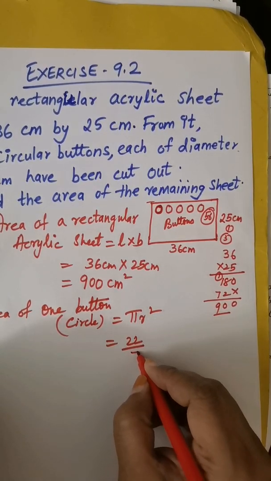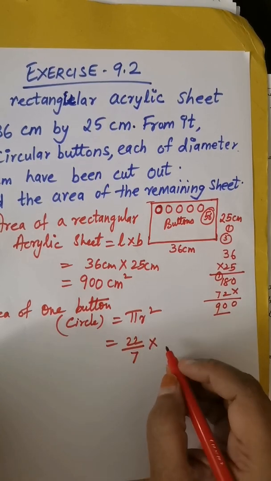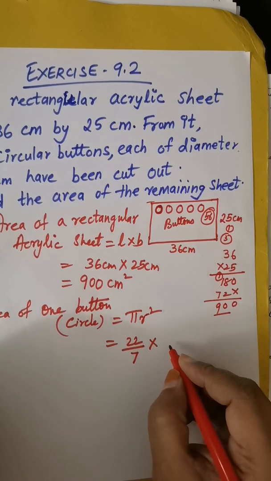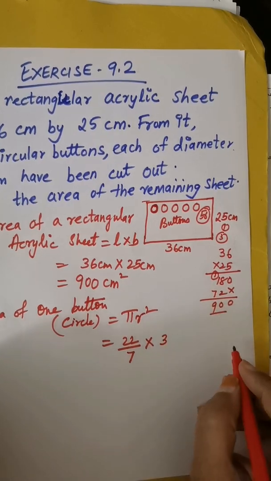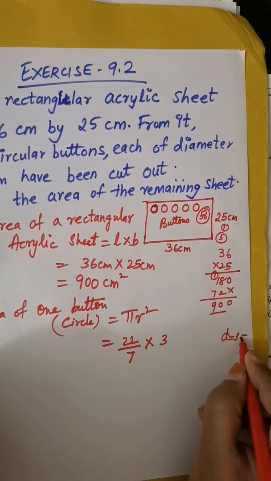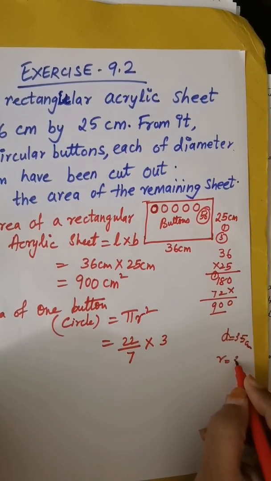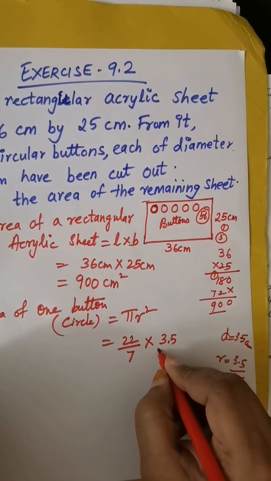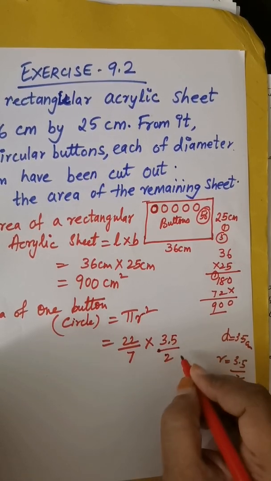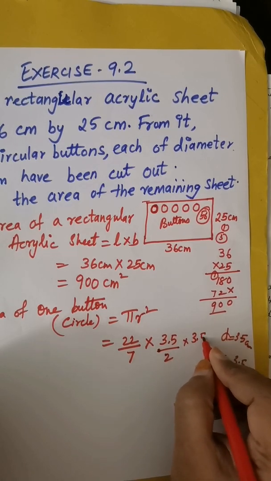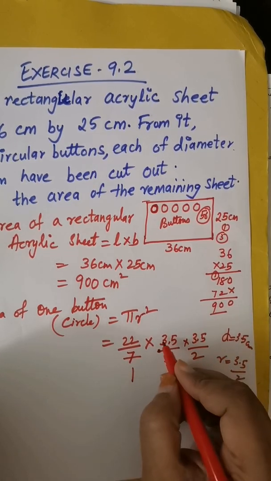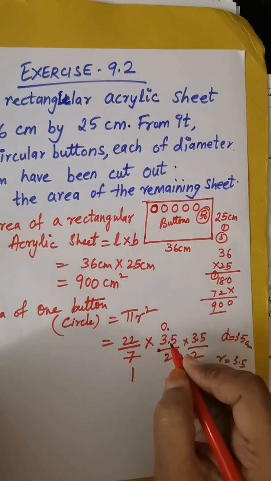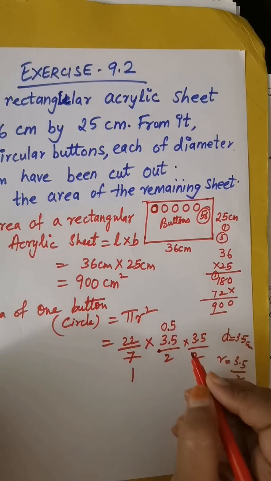Pi r square. Now here diameter is given. Radius will be half of diameter. Value of pi is 22 by 7 into r square, where r means half of d. So here diameter is given, children. d is equal to 3.5 centimeter. So r will be 3.5 by 2. So 3.5 by 2 into 3.5 by 2. 7 ones are 7, 7 zeros are 3. Then if you consider 35, 7 5s are 35.